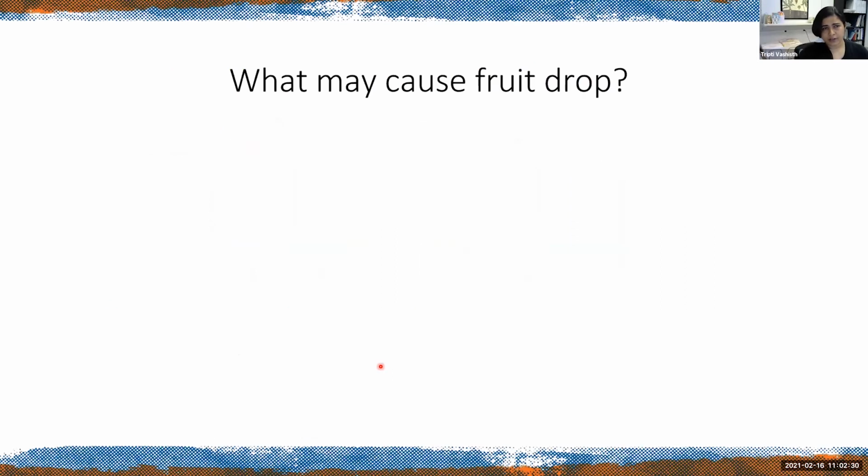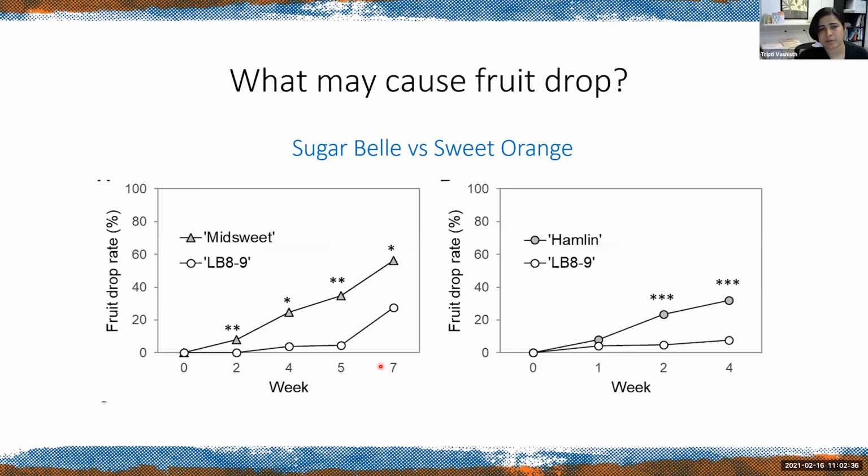We also did another study where we were trying to see what may be causing fruit drop. In this case, we compared SugarBelle, which is a mandarin, to sweet oranges. We do know SugarBelle doesn't drop as much fruit. This is just some data to support it. We compared it to Midsweet and to Hamlin.